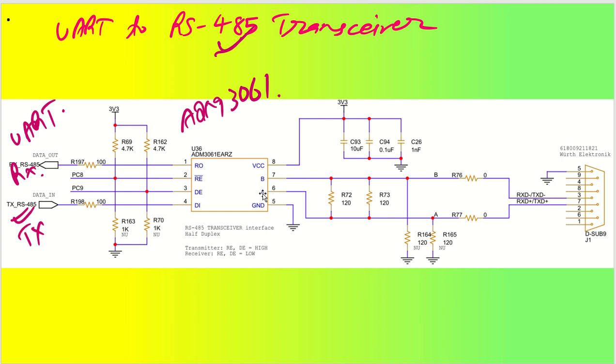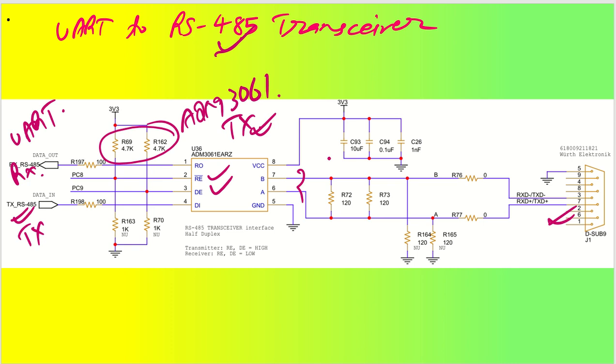Okay, so A is the non-inverting output and B is the inverting output. When it is acting as a transmitter, you have to pull both the receiver enable and driver enable high, so it will act as a transmitter. In that case it will be acting as the driver output, and it is going to get connected to my D-sub-9 connector like this.